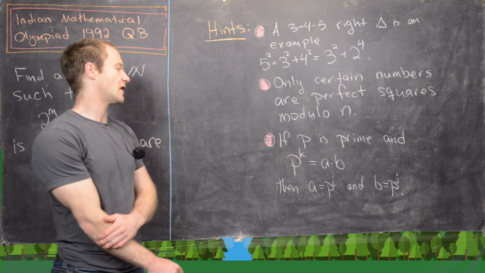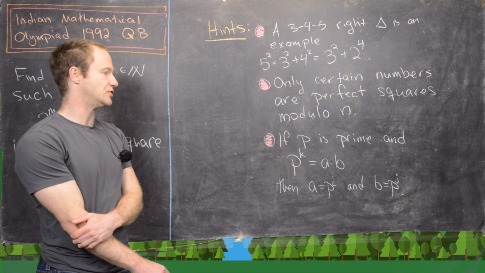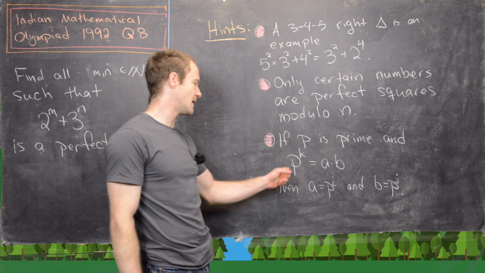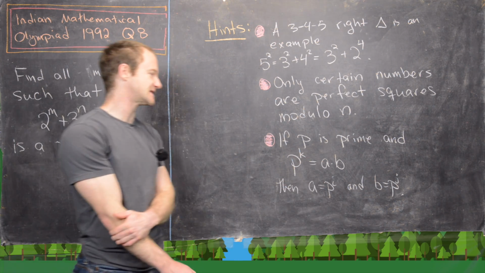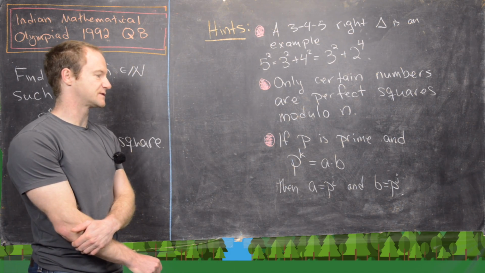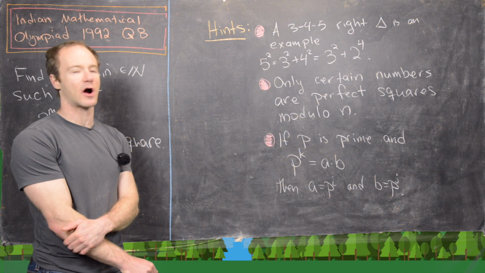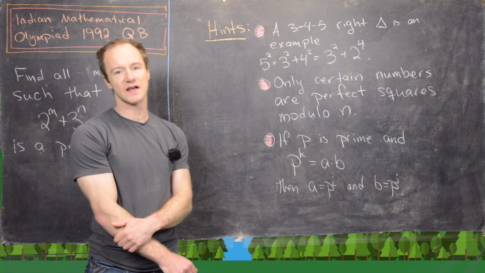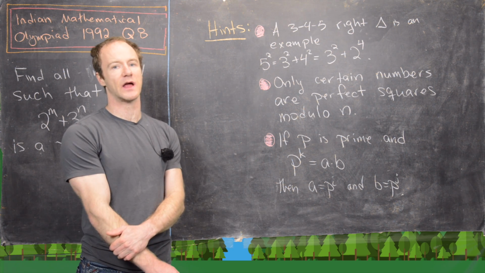And then finally, we'll have this kind of obvious hint, but it's useful because we'll use it a couple times. And that says that if p is a prime and p to the k equals a times b, then a equals p to the i and b equals p to the j. In other words, a and b are both powers of this prime as well. Okay, so I'll clean this up, and then maybe you give this a go, and we'll look at a solution.